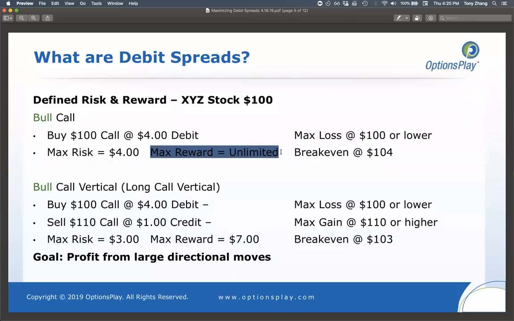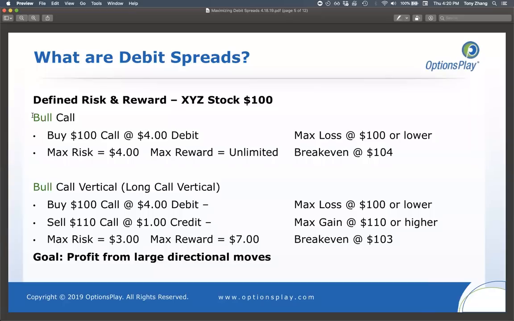That's one of the benefits of a call option, that you get dollar for dollar exposure as long as the stock keeps rising. And the break-even price of this trade is 104, which means that if I'm bullish on the stock, I have to be bullish enough that I believe it's going to go above 104 and further before this call option is profitable.